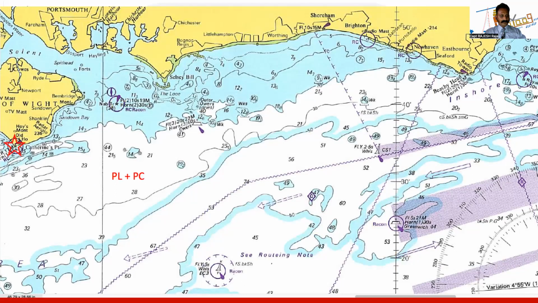Okay, let us look at one PL and a PC. So this is a PL and this is a PC from the same Catherine Point, just like our radar range and bearing we saw. And this is your fix. Vessel could be traveling in any direction.